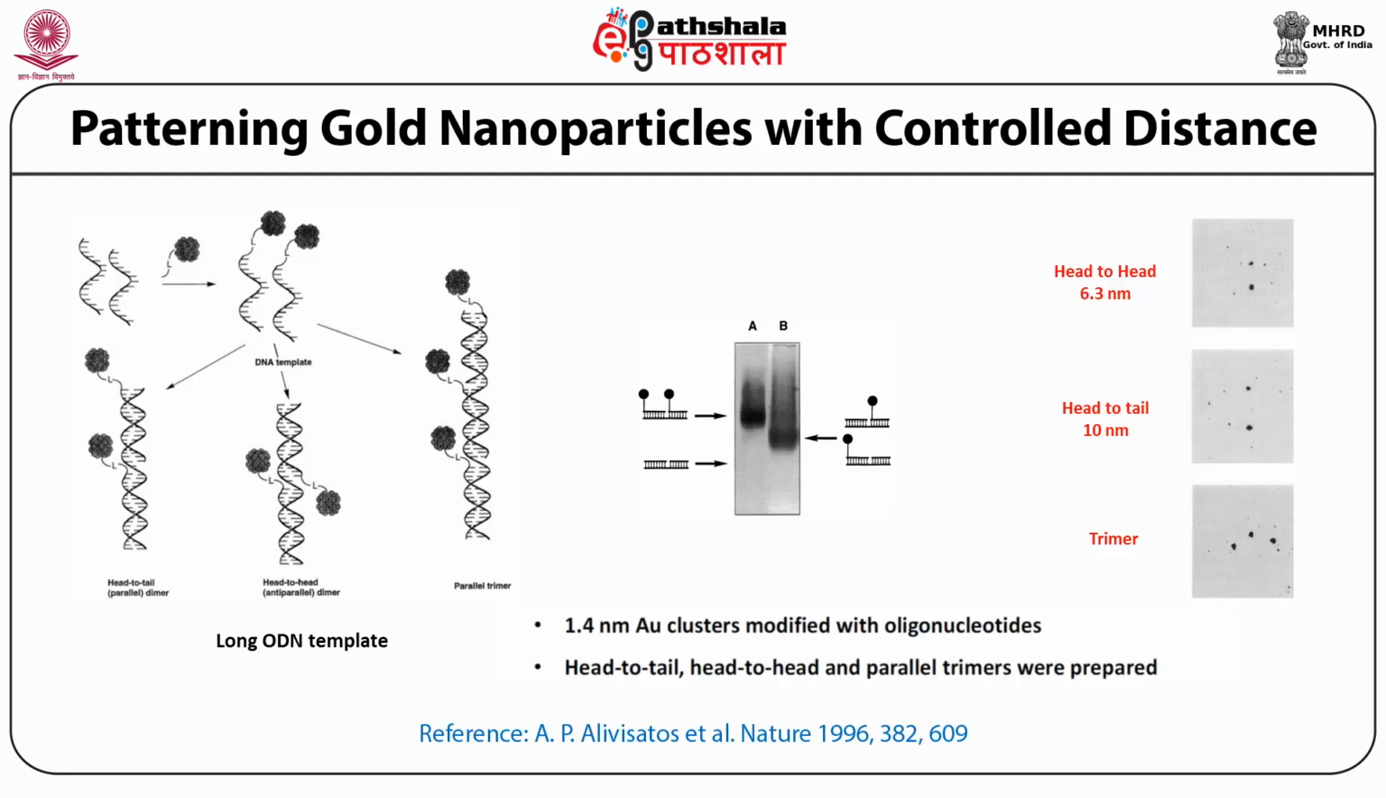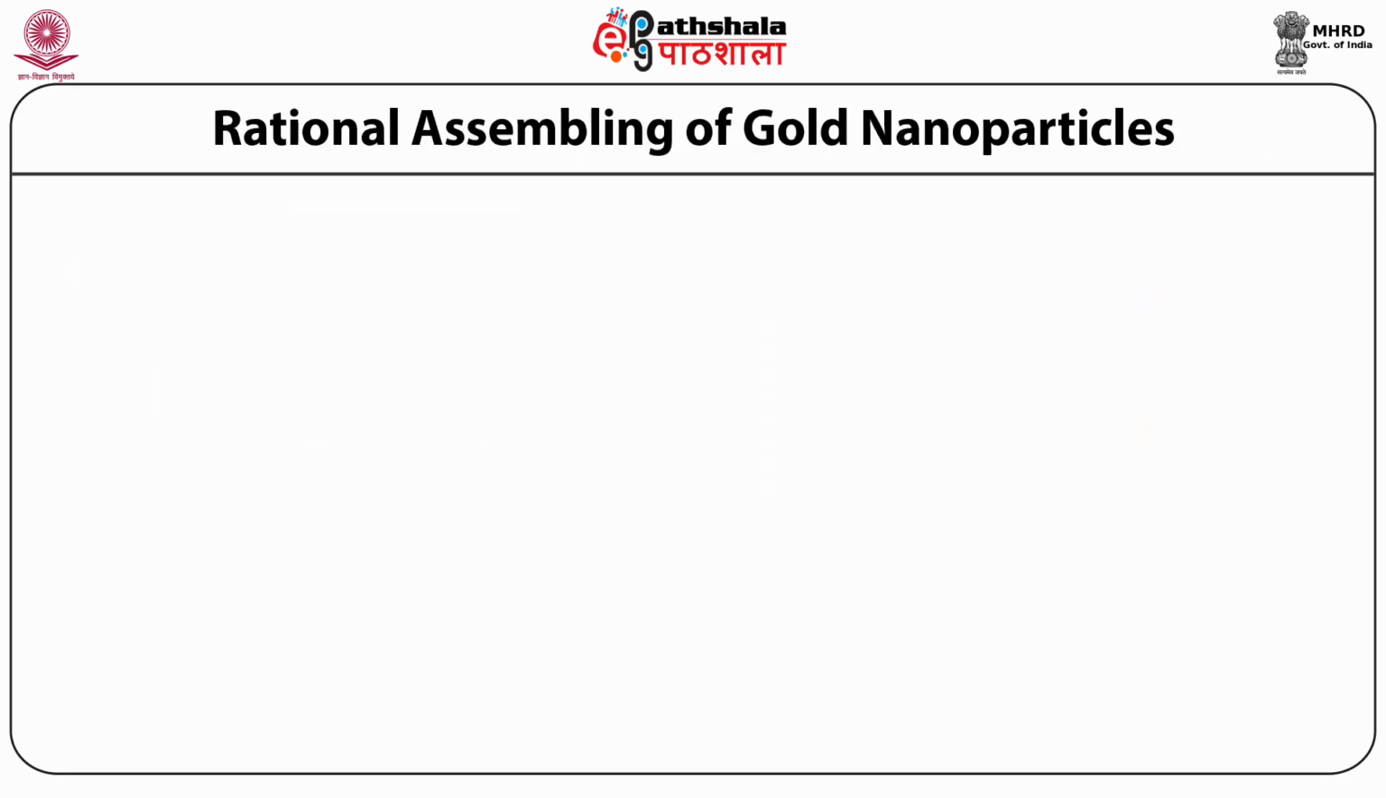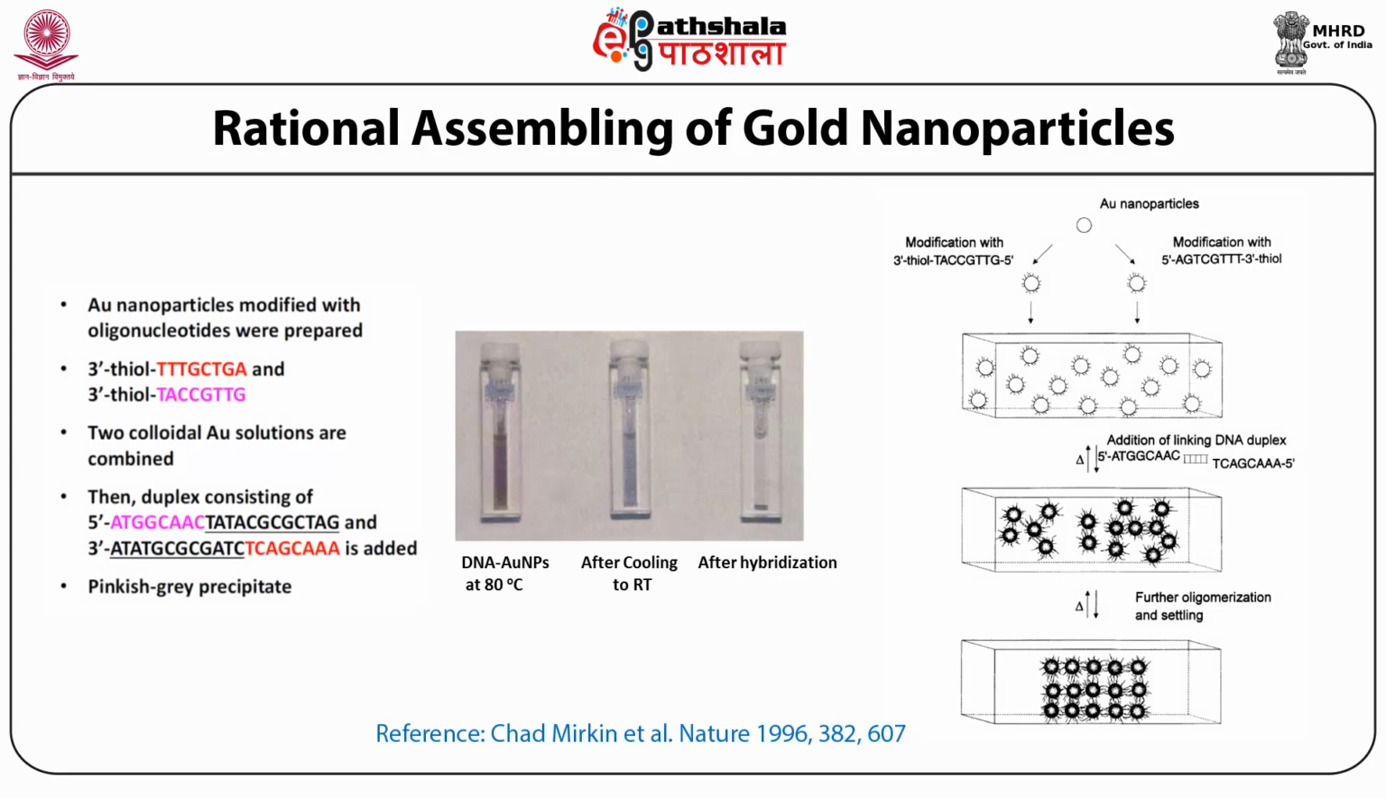In the first case, you see that you can have a head-to-head assembly, which has a 6.3 nanometer spacing, or you can also form something like a trimer, where three gold nanoparticles get assembled onto the double-stranded DNA. So this is a very nice example where you can have very controlled distance between the patterned gold nanoparticles, a nice example where you can rationally assemble gold nanoparticles.